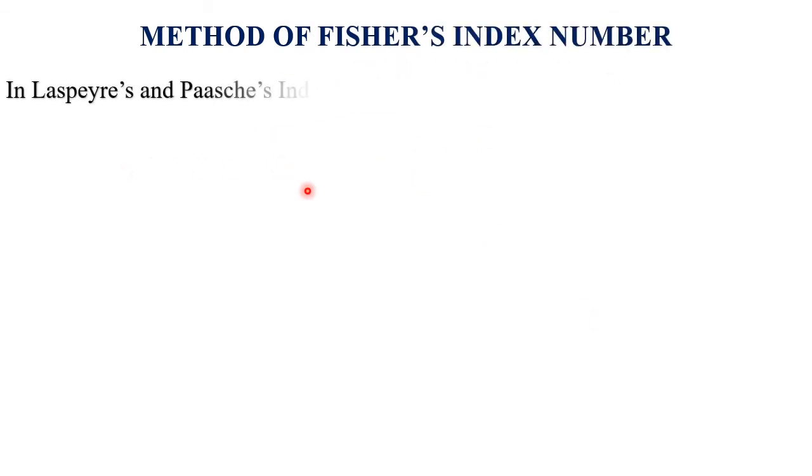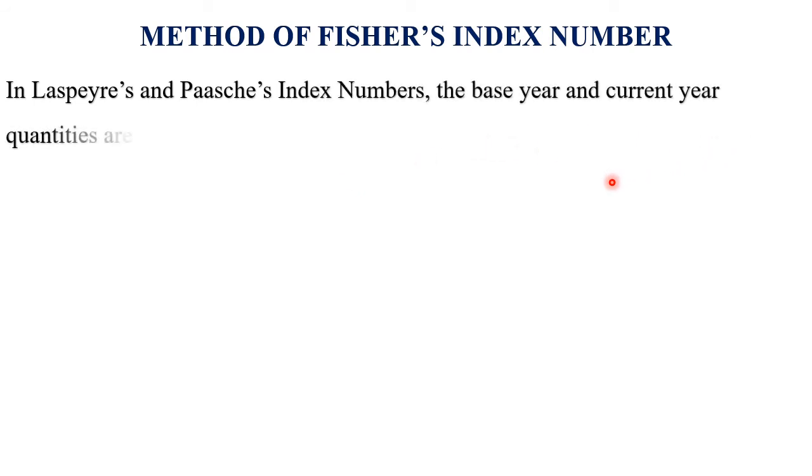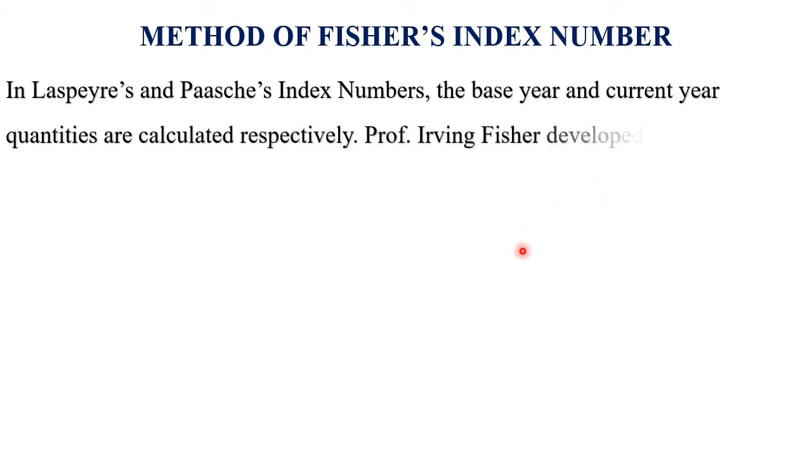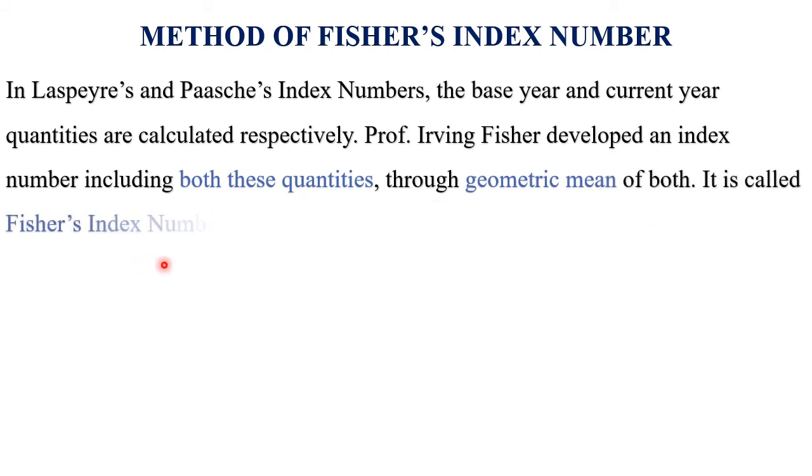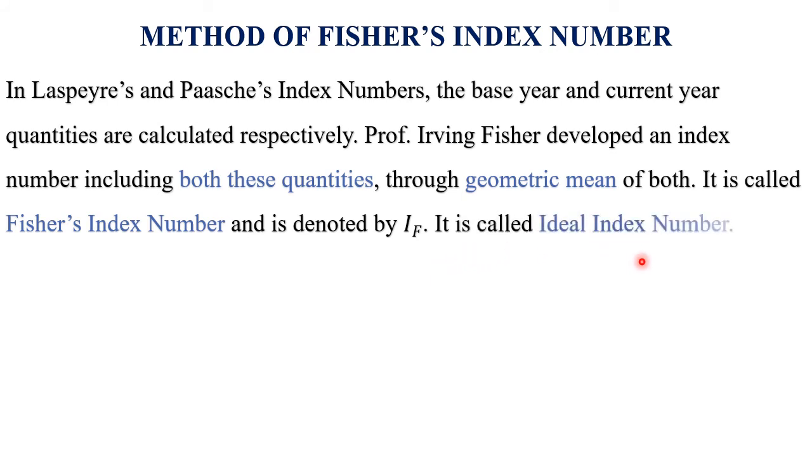And the best method of all of them, method of Fisher's index number. In Laspeyres and Paasche's index numbers, what we used were the base year and the current year quantities. What Professor Irving Fisher has done is that he has developed an index number which includes both these quantities through geometric mean of both. It is called Fisher's index number and is denoted by IF. It is called ideal index number. Remember this, it is called an ideal index number.